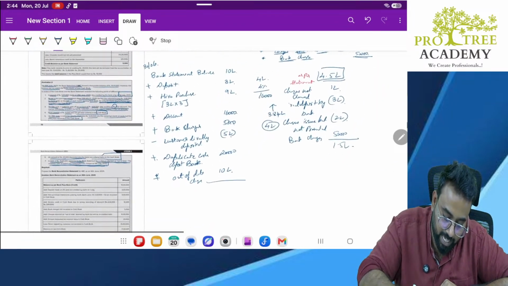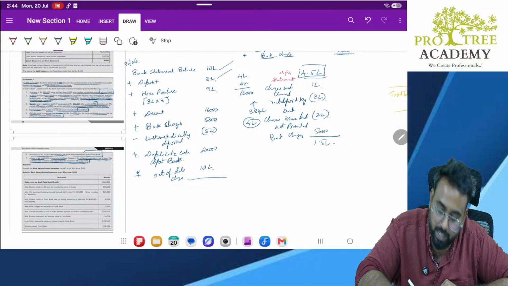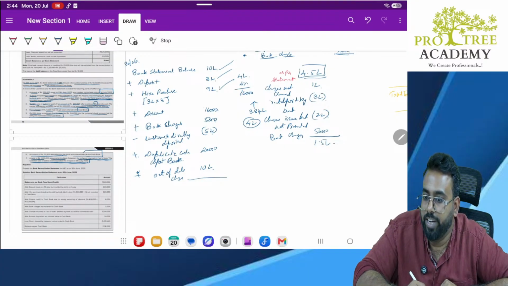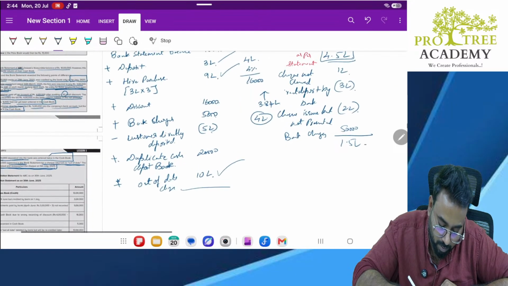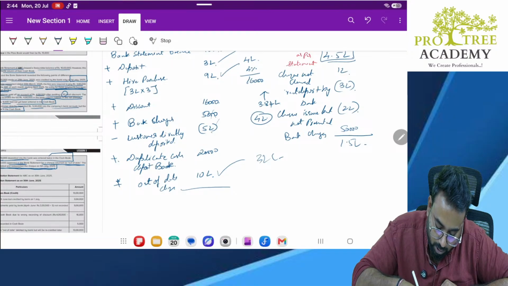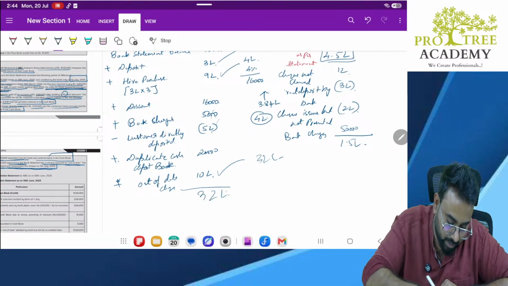10 lakhs plus 3 lakhs is 13 lakhs. 13 plus 9 is 22. 22 plus 10, 32 lakhs. Correct or no? 32 lakhs, and this both get knocked off. 20,000 plus 16, 36. 32 lakhs 36,000.